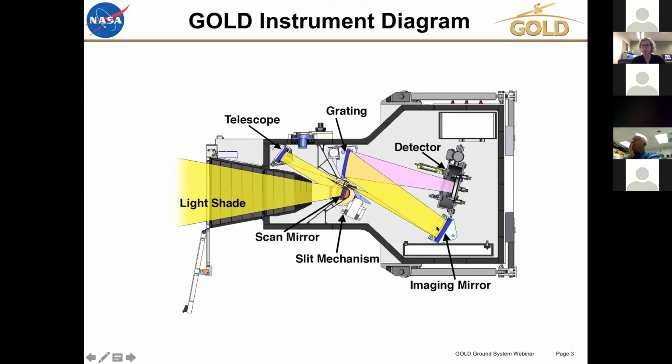The imaging mirror does not move. The grating can move, but again, what happens is as we move it, the wavelengths will shift where they fall on the detector.